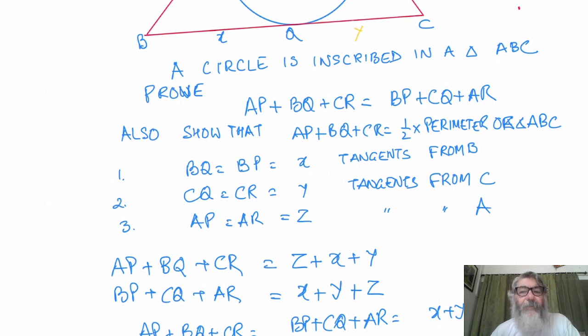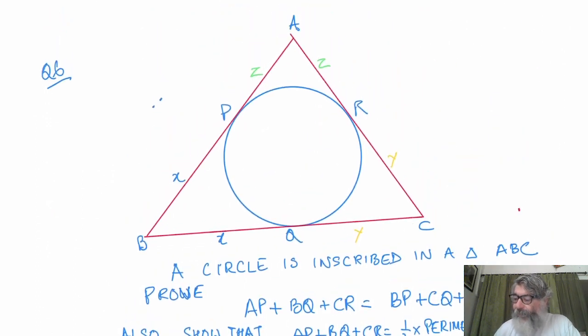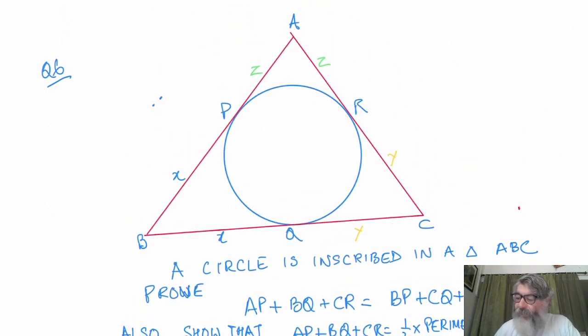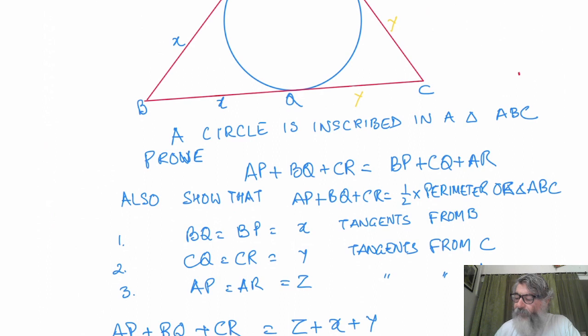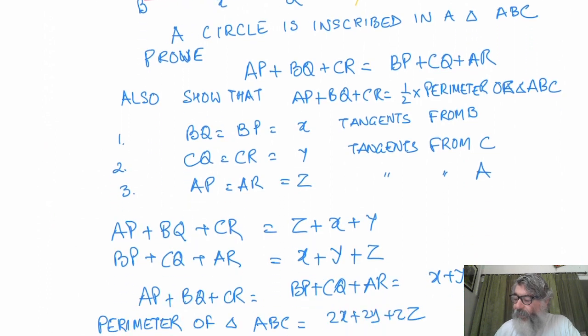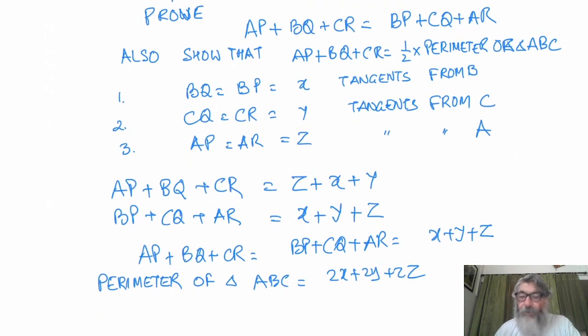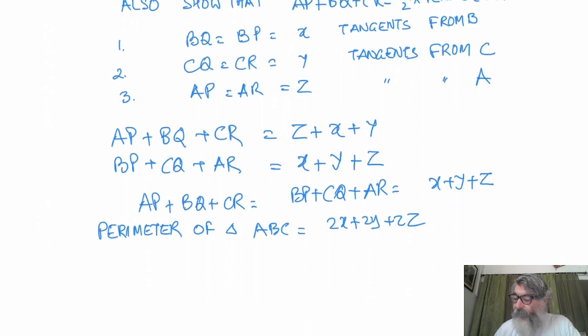When I calculate the perimeter of the triangle ABC, perimeter means sum of all the sides. X plus Y plus Y plus Z plus Z plus X, it will be 2X plus 2Y plus 2Z. And what is the value of AP plus BQ plus CR, which is X plus Y plus Z. So that is the perimeter of the triangle. Hence, now we can write down.